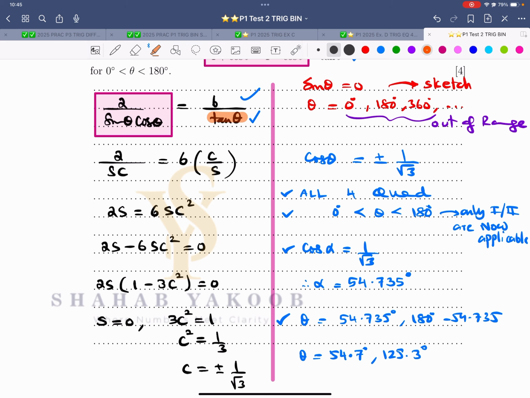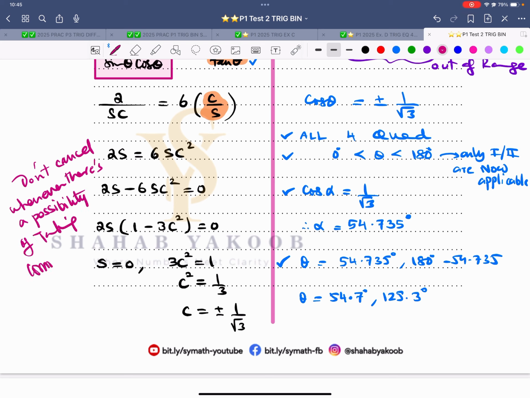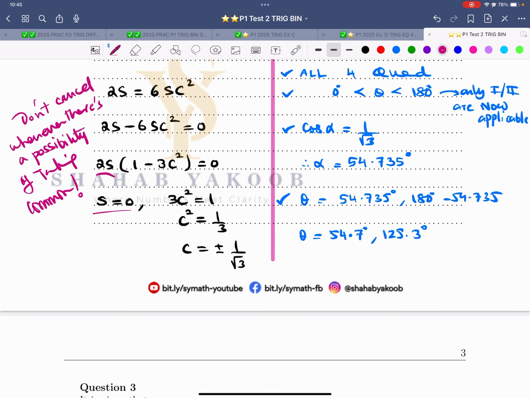So therefore tangent becomes 1 over tan, that is cos over sine. And then you cross multiply, and the most important instruction, which I hope everyone remembered because it was emphasized many times in class: don't cancel whenever there is a possibility of taking common. Whenever there is a possibility of taking common, always take common. So you take common and then it will also give you the solution.